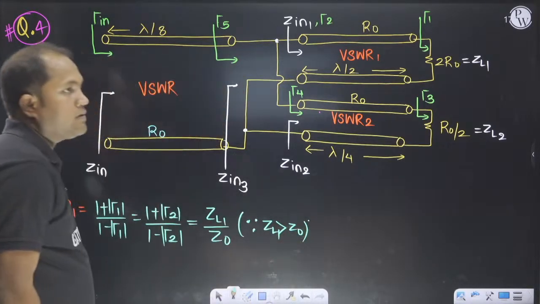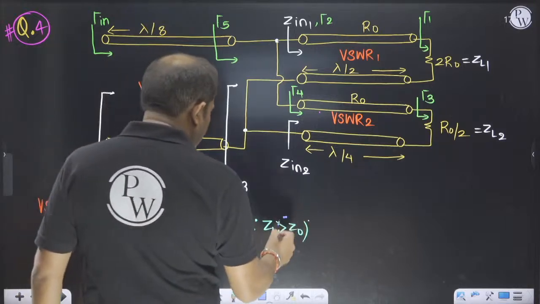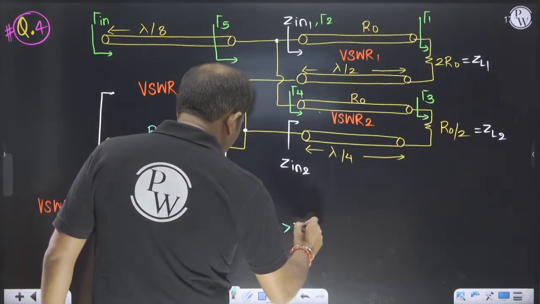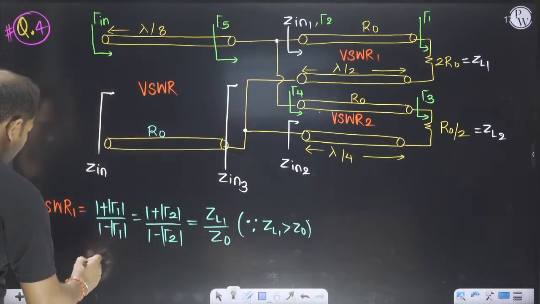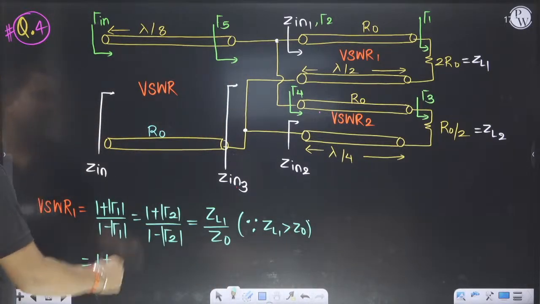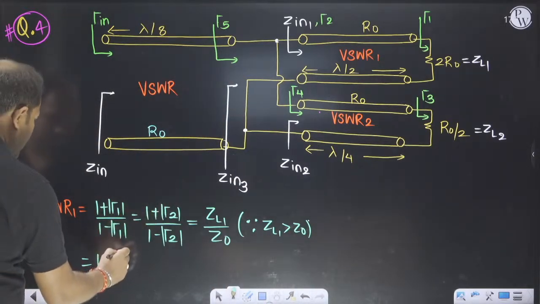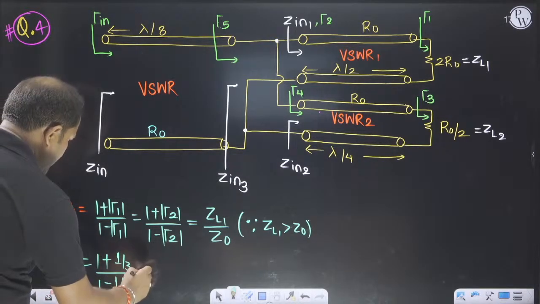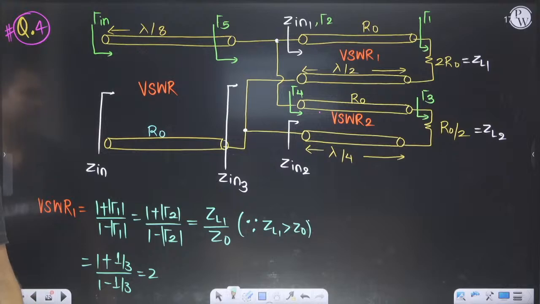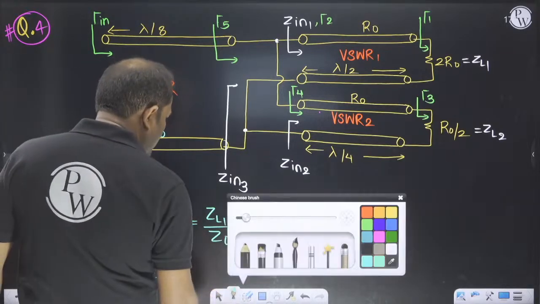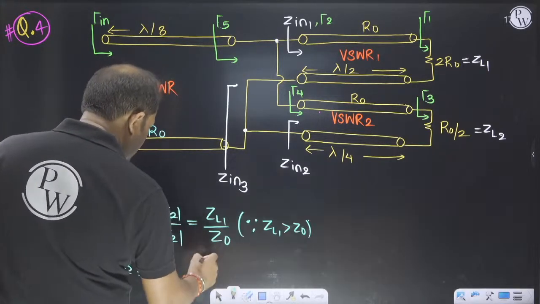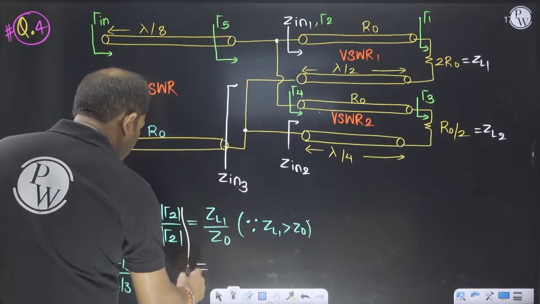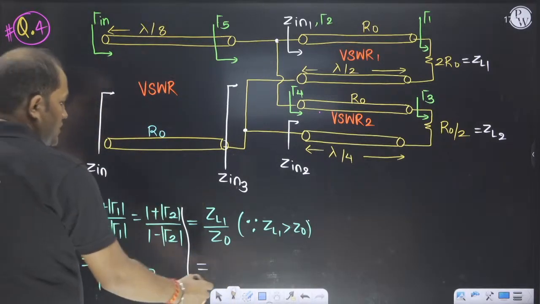Since ZL1 is greater than Z0, we can write it down like this. Yes, sir. What is the value of gamma? The value of gamma is (1 - 1/3)... it is 2. Or you can calculate for this one also. For this one, what is the value of gamma? For this one also, you can use the same.